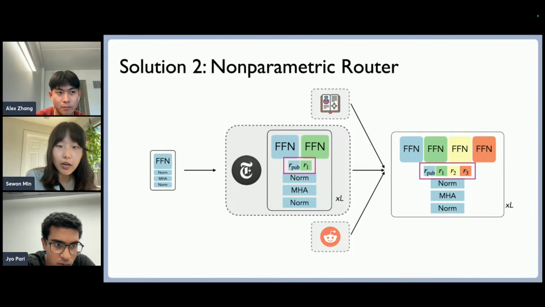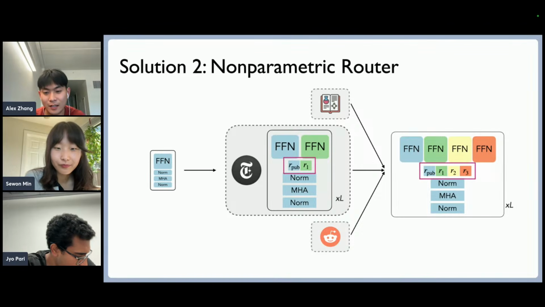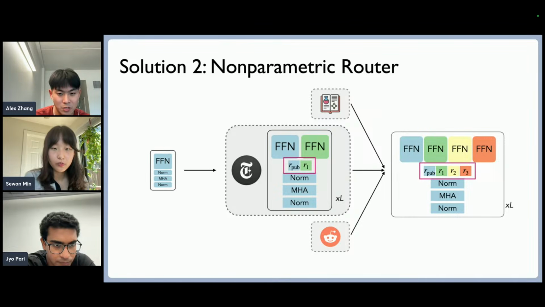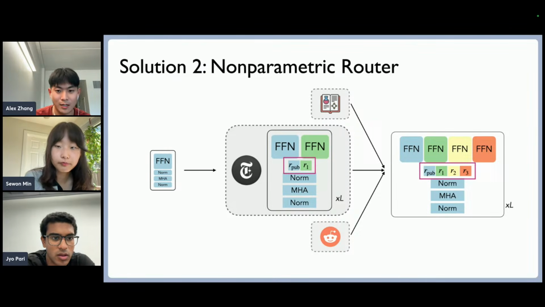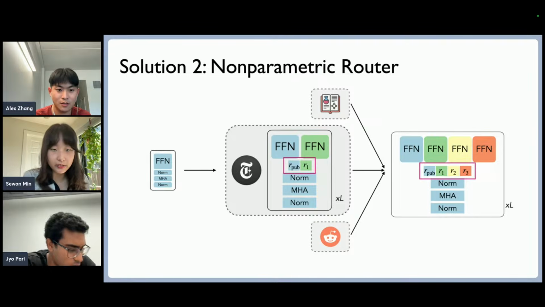Does this make sense? I don't know if the way you normalize them is different in the individual setting versus the full setting, because it's with respect to more experts in the full setting. Yes, that's a great question.